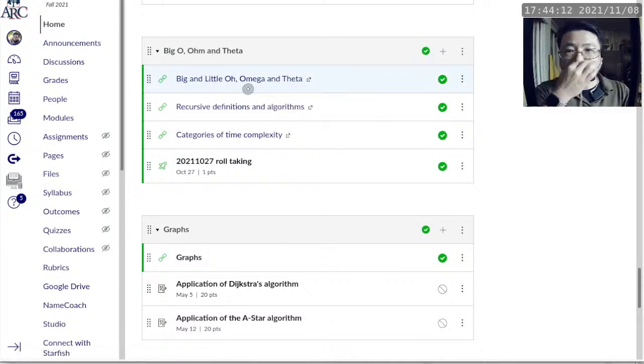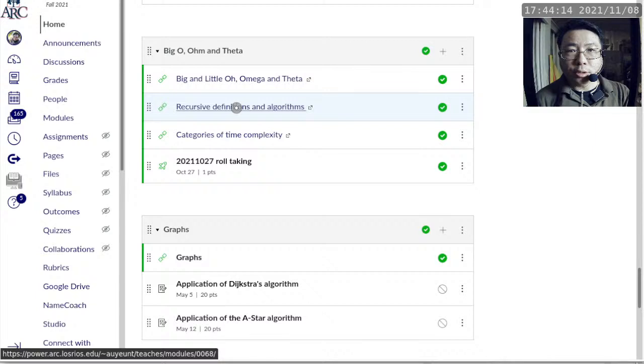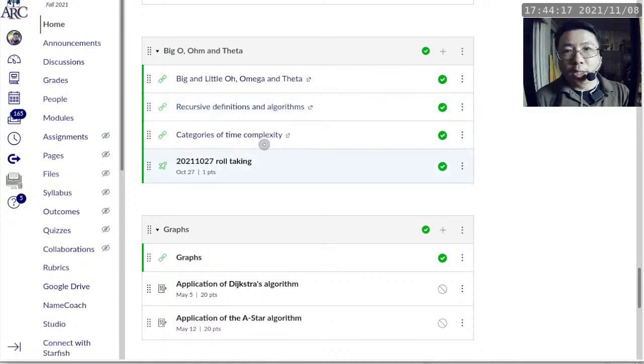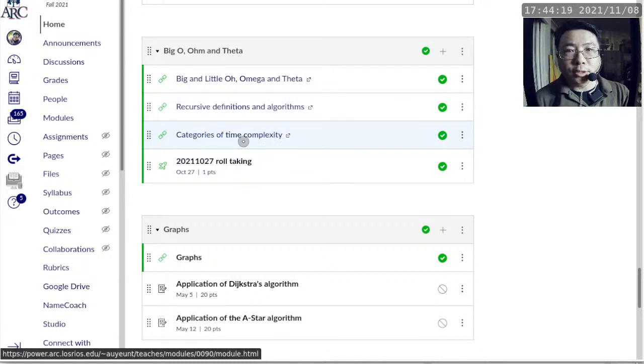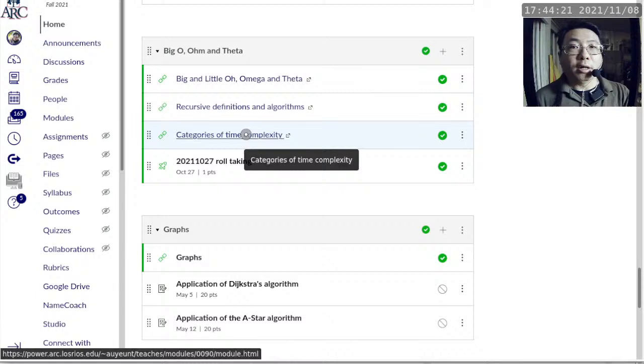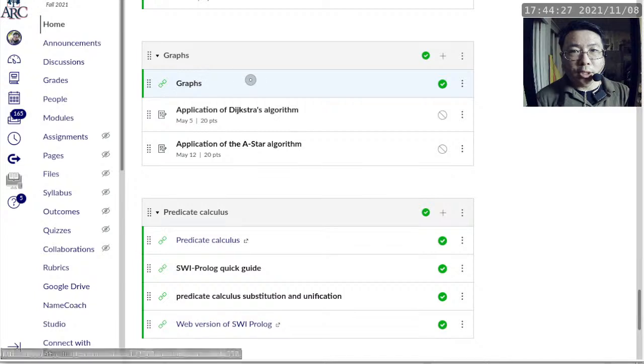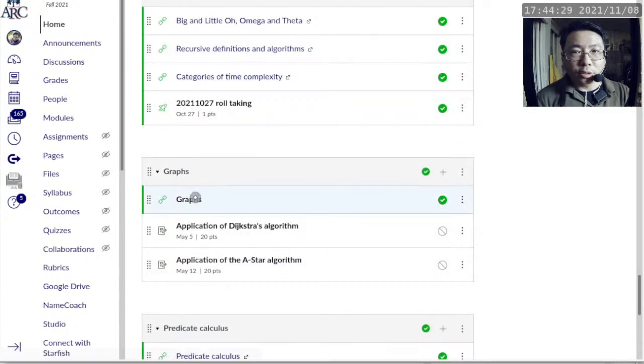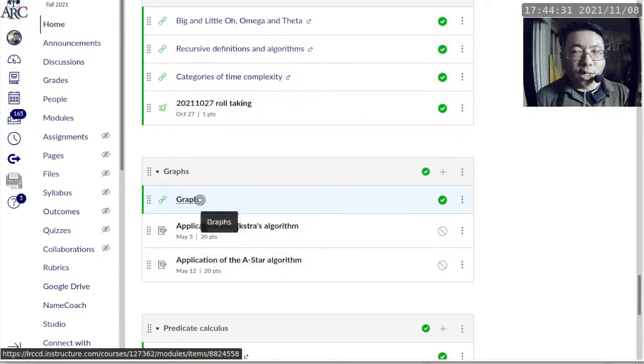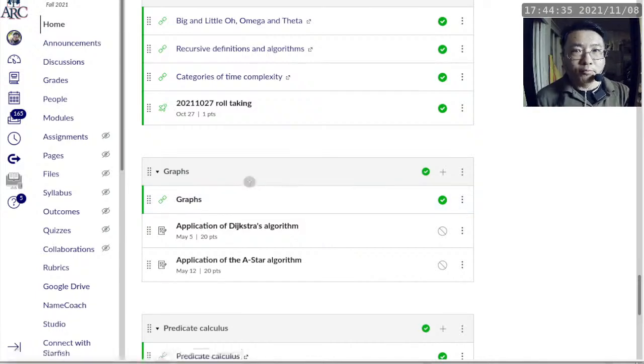So we can continue to talk about recursive definition and algorithms, and also different categories of time complexity of recursive algorithms. Okay, so that's one way to proceed. The next way to proceed is to skip these two sections and then go straight to graphs. Now, graphs is one thing that we have to talk about because it is a very distinct kind of topic, and I think it is quite important to go over graphs.